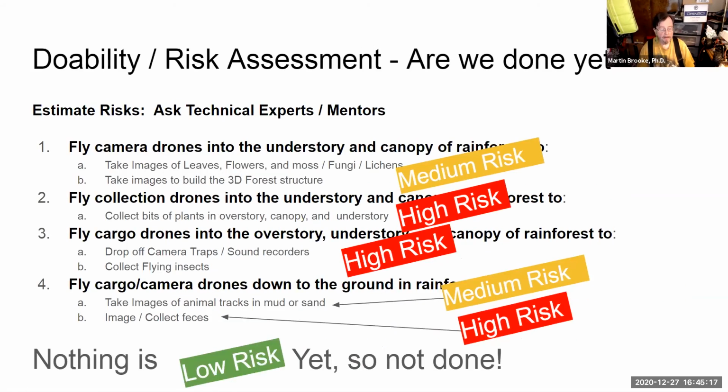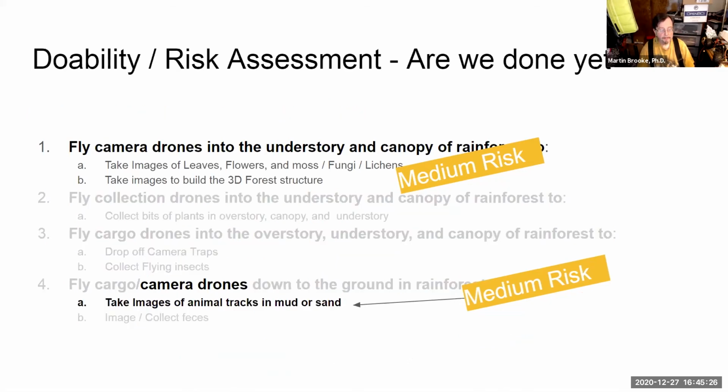Based on the risk criterion, we are not done yet. Nothing is low risk yet. Let's see what's causing the risk problems. We'll start with the low-hanging fruit. Camera drones should be the easiest to get going as we can buy them ready built.